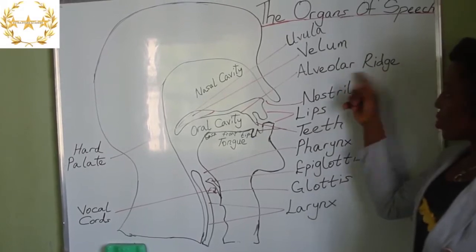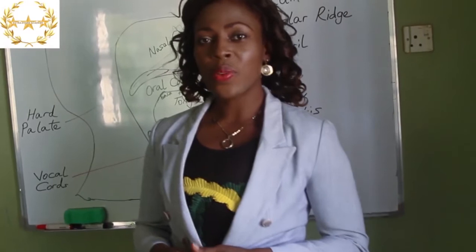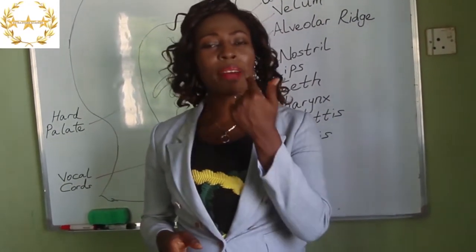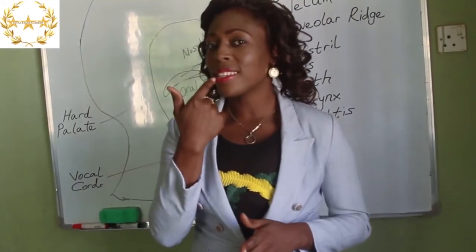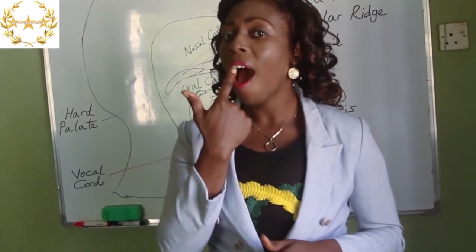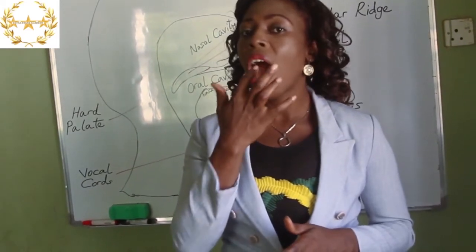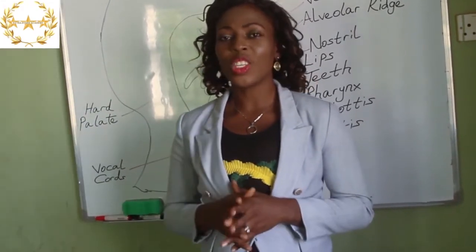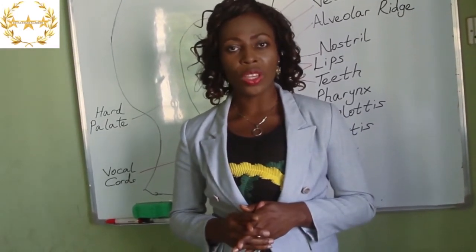We have the alveolar ridge. The alveolar ridge is also called the teeth ridge. It is a rim of flesh at the base of the inner part of the upper front teeth. So the part where your teeth touches your gum is called the alveolar ridge or the teeth ridge. Can you touch yours?